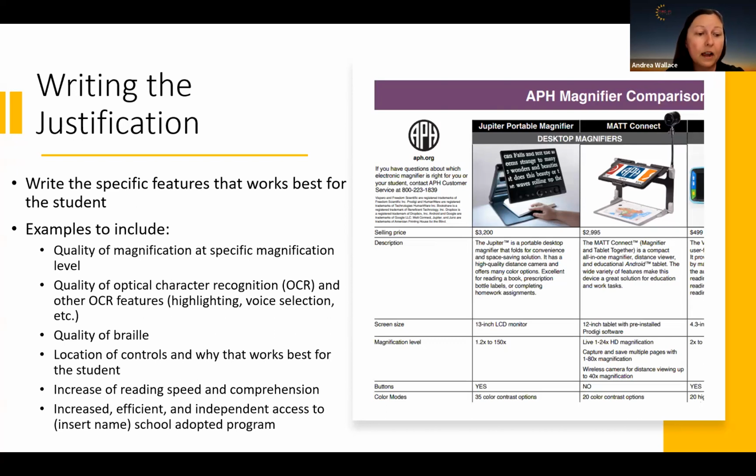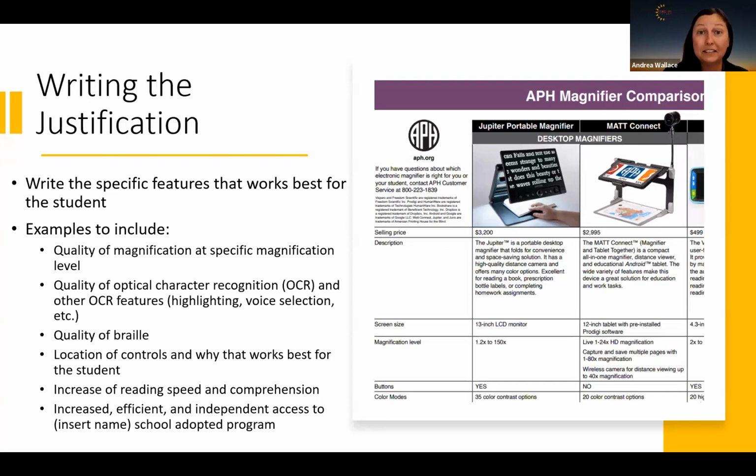You could write down, I need a video magnifier that has a 13-inch LCD monitor. It needs to do magnification level between 1.2x to 150x. It has buttons on the front for controls. Yes, it needs 35 color contrast options. So that's what I mean, getting specific about everything, those features that device has.